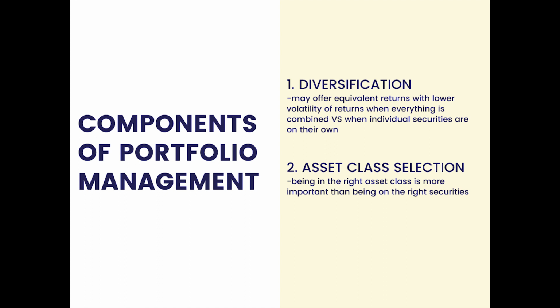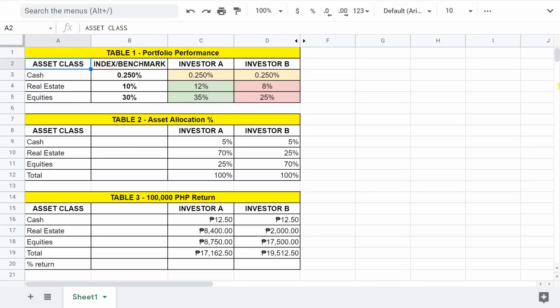Being in the right asset class is more important than being on the right securities, which I will be discussing in the table. So in table 1, as you can see in this column, we have the asset classes: cash, real estate, and equities. Under the second column, it's index or benchmark. We've identified an index for each of the markets which we are trying to beat.